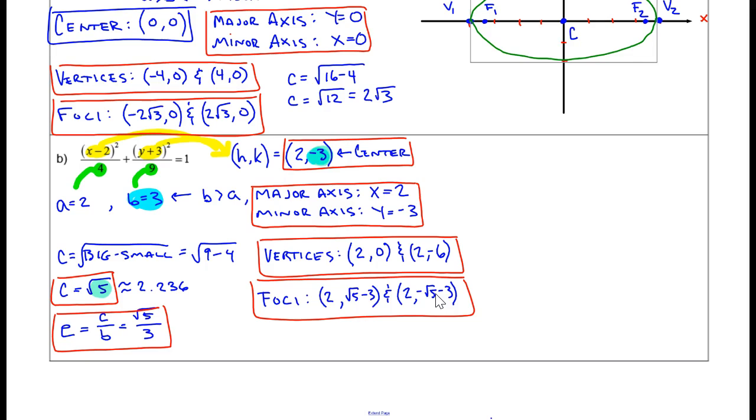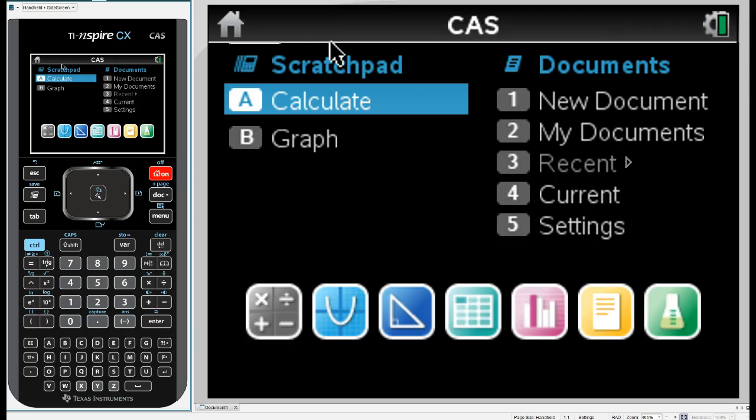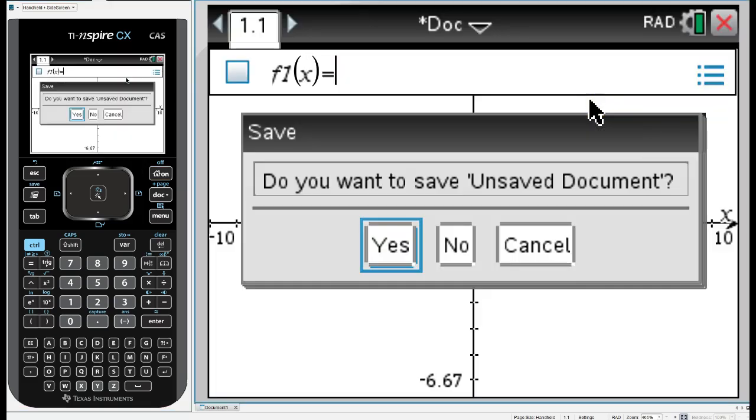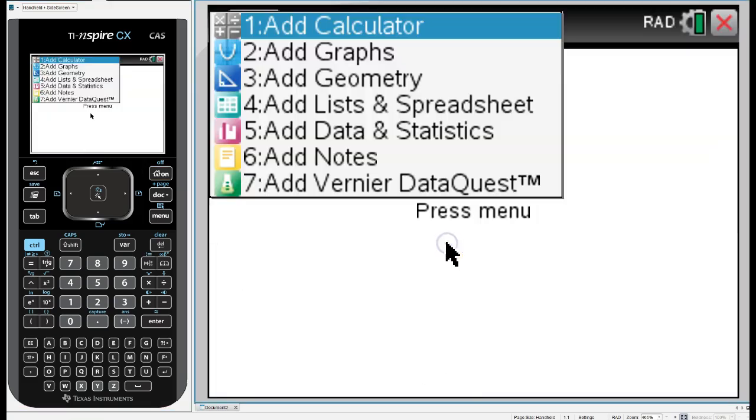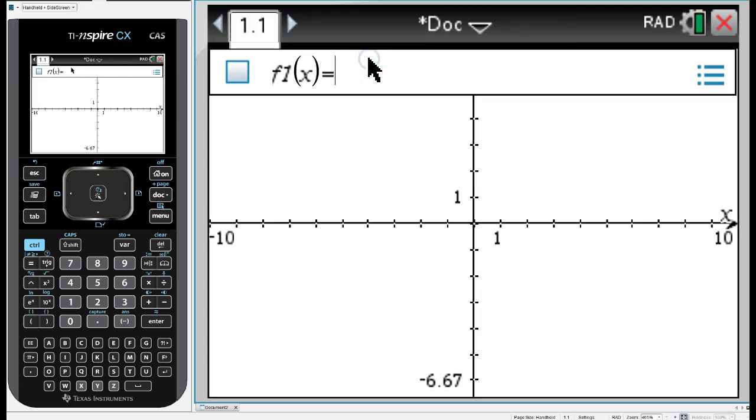Next thing I want to do here is graph this one on a calculator. So I want to show you that your graphing calculator can graph ellipses. I'm going to go ahead and start here with a new document. Don't need to save the old one. I'm going to go to graphs. And now, of course, I'm showing you this on the TI Inspire. To be honest, I don't even know if the TI-84 can graph an ellipse.